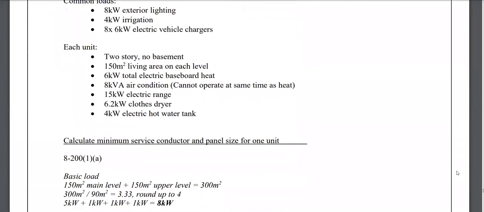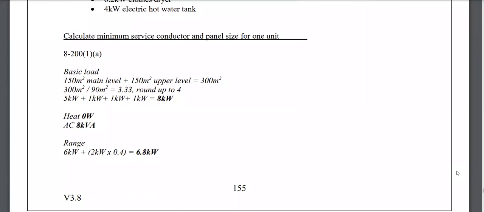Okay, so now let's calculate the minimum service conductor and panel for a single unit. 8201A, we have a basic load of 8,000 watts. The heat is 0 watts. The AC is 8 kVA. The range is going to be 6,000 plus 2 times 0.4, giving me 6.8 kilowatts.